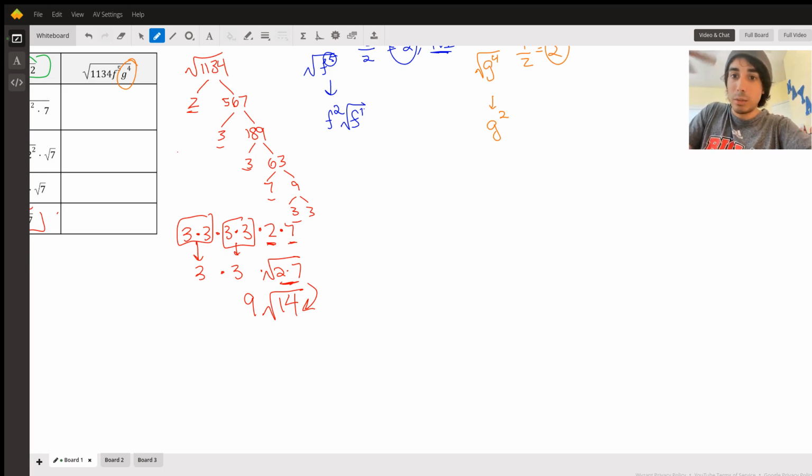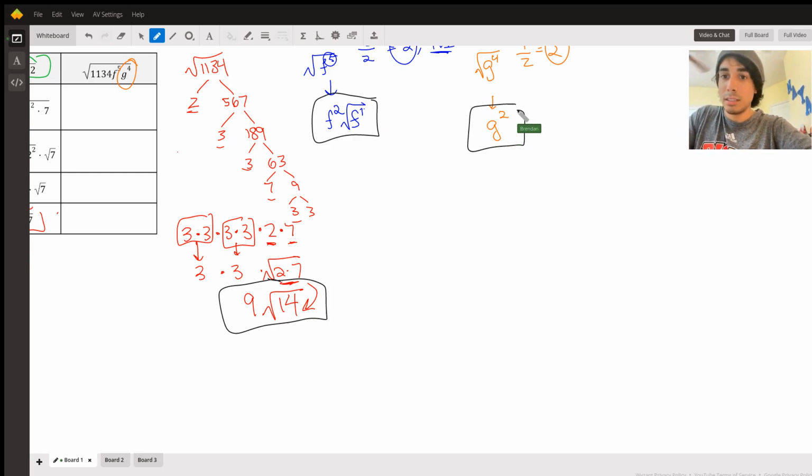I'm going to circle everything we've got. We did the number. We did the f's. We did the g's. Okay, so everything that's on the outside, we had a 9 on the outside. We had an f squared on the outside. We had a g squared on the outside. And then what was on the inside? From the numbers, we had a 14. And from the letters, we had only an f to the 1.